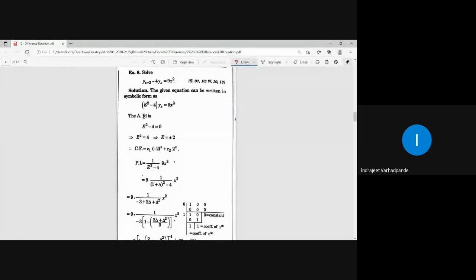The next type of example can be categorized into the problem of case number 3. What is it? y(x+2) minus 4y(x) is equal to 9x square. So 9x square, in place of n it is x square. I can term it as polynomial because the RHS contains the polynomial.